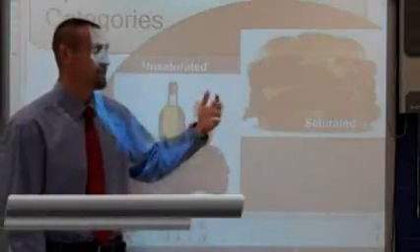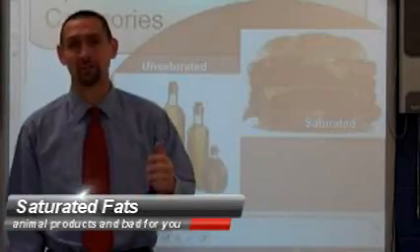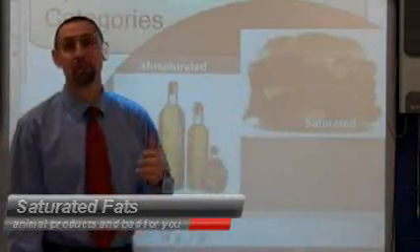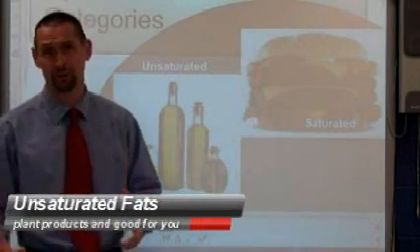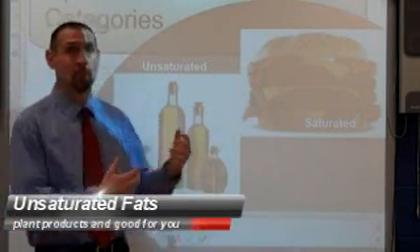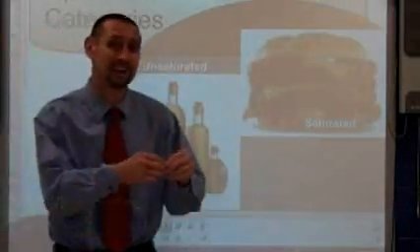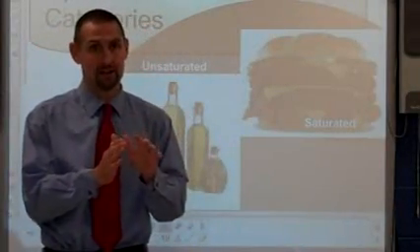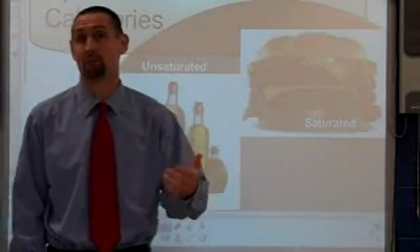Saturated fats are typically animal products. They're solid at room temperature and generally bad for you. Unsaturated fats are typically plant products, liquid at room temperature, and good for you. What we've done is we've taken unsaturated fats and added some hydrogen to them to make them semi-solid, and those are called hydrogenated oils, or things like margarine.